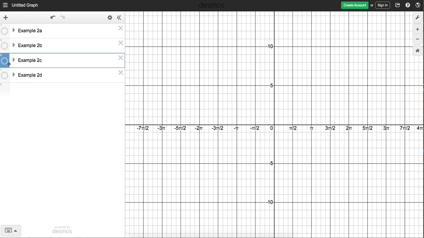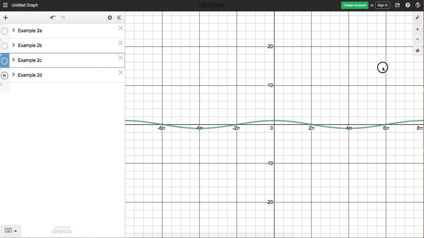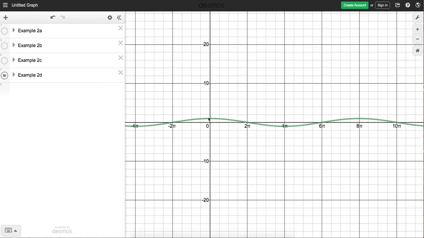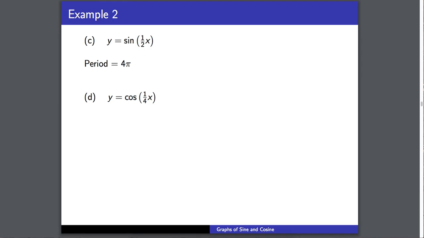So I'm probably going to have to zoom out. And yeah, I need to definitely zoom out here. So, okay, I got a maximum here and another maximum here. So from 0 to 8 pi, that length, that period is 8 pi.